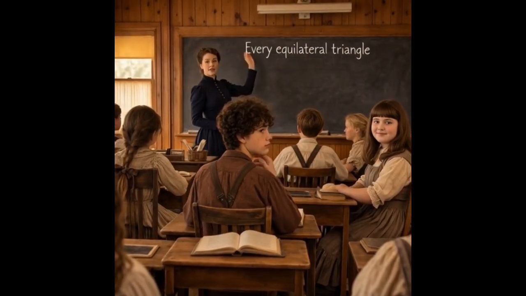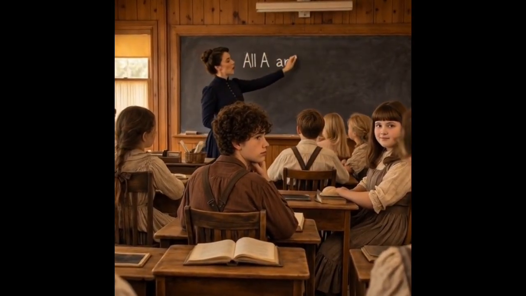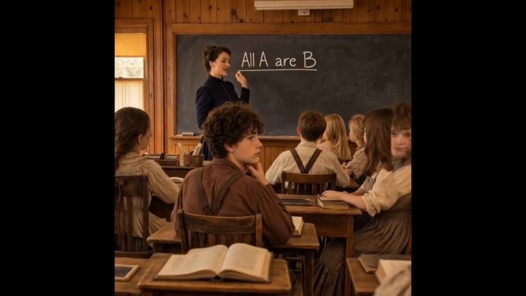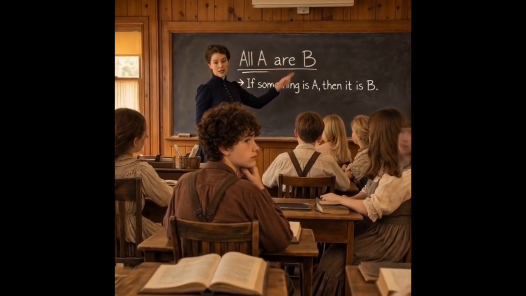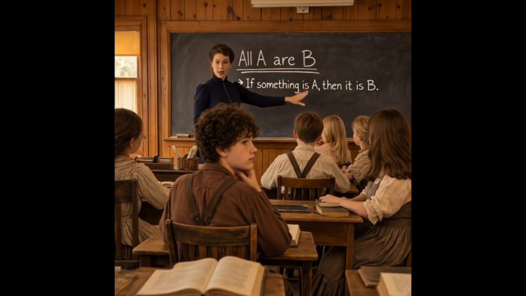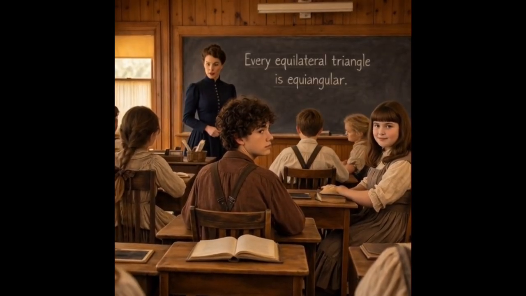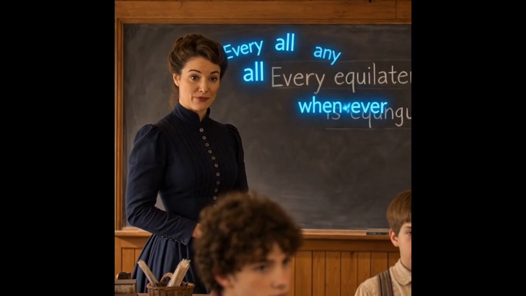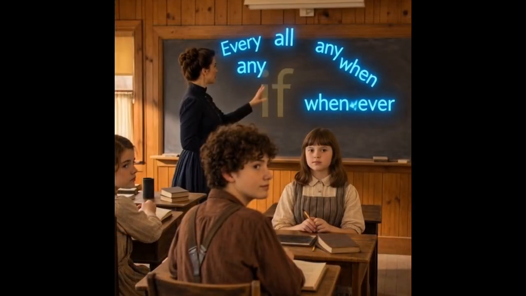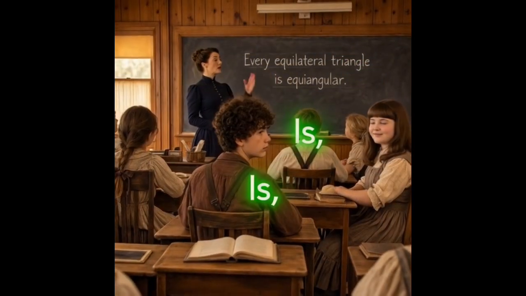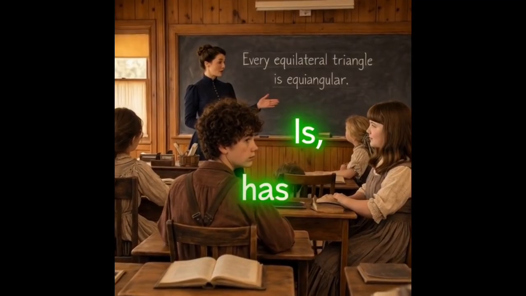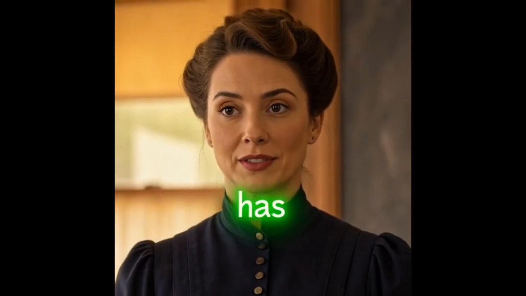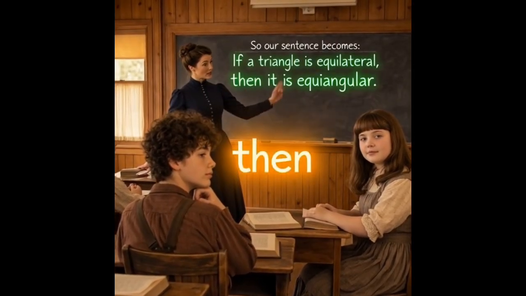There is a general pattern you must remember. When a sentence says all A are B, we translate it as if something is A, then it is B. The first category becomes the if part. The description becomes the then part. Watch for common trigger words. Every, all, any, when, and whenever usually begin the if part, the hypothesis. Is, are, and has usually begin the then part. So our sentence becomes, if a triangle is equilateral, then it is equiangular.